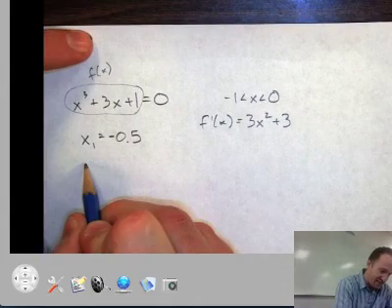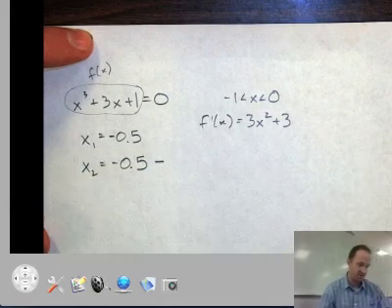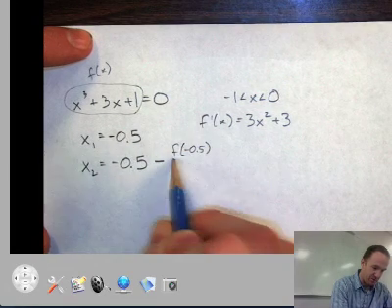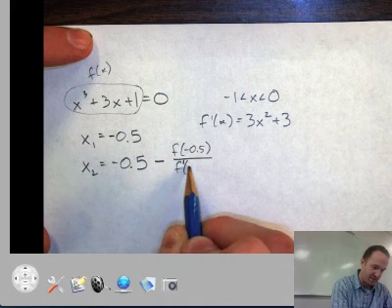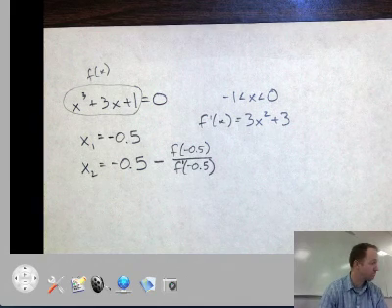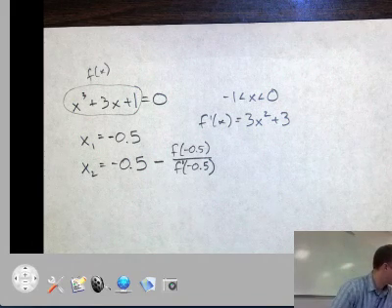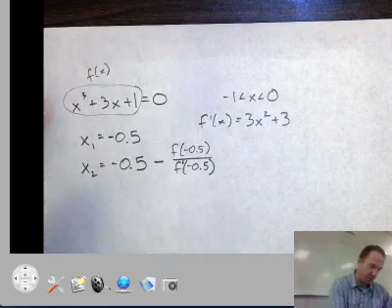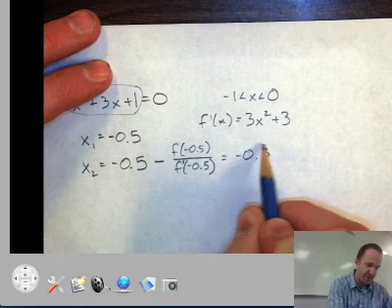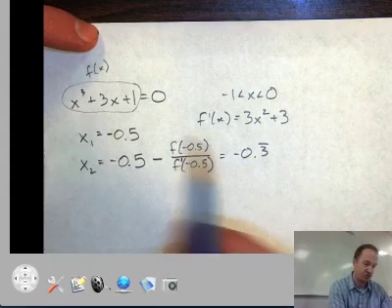So our next best guess is our first one minus f of -0.5 over f prime of -0.5. Which, if you were to work it out in your calculator, gives you -0.3 repeating. It gives you -1/3. So this is a little bit closer to the actual solution than -0.5 is.